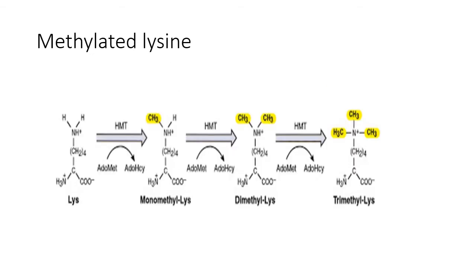The other important modification is methylation, also of lysine, and there are 3 different types of methylation you can have, again at that amino group on the side chain. You can have monomethyllysine, dimethyllysine, or trimethyllysine, and these reactions are catalyzed by histone methyltransferases, abbreviated HMTs. Now, some of these have their own names. HMT is just a generic term for the histone methylases.